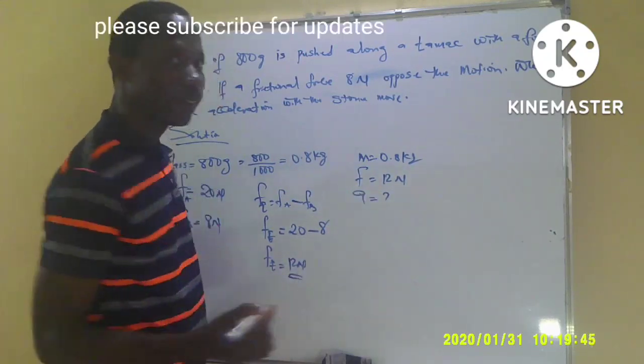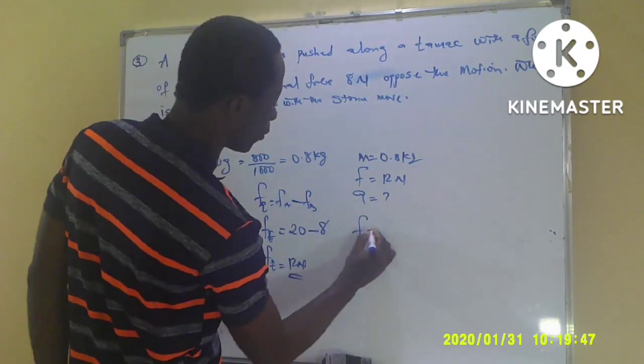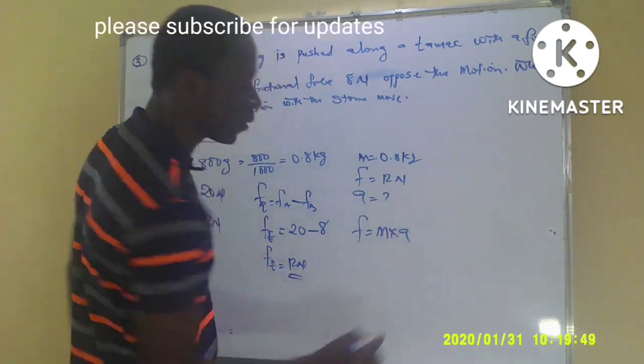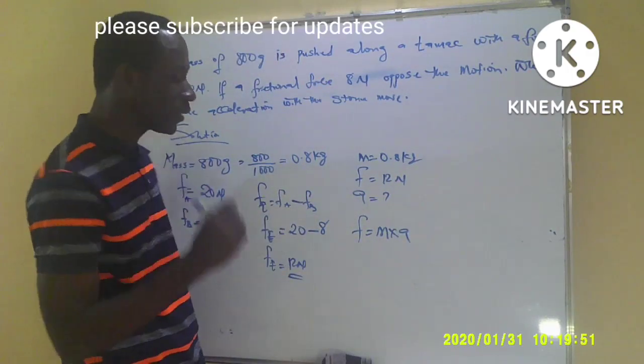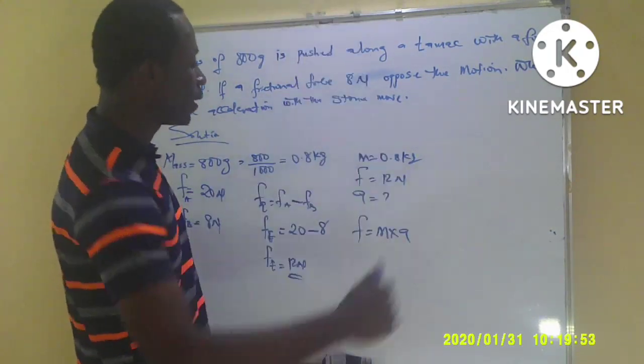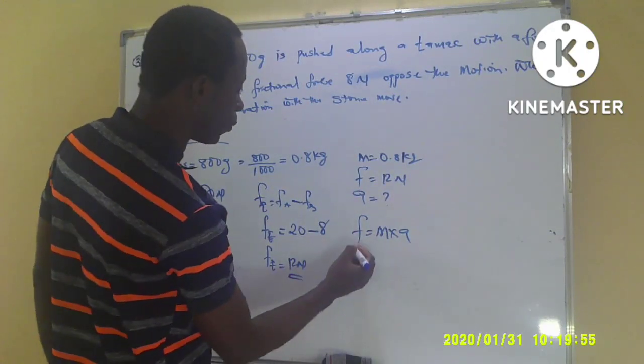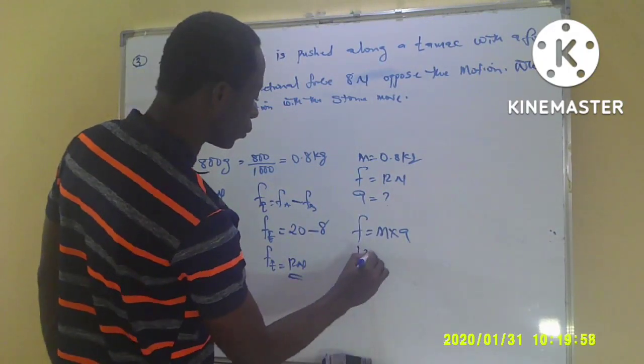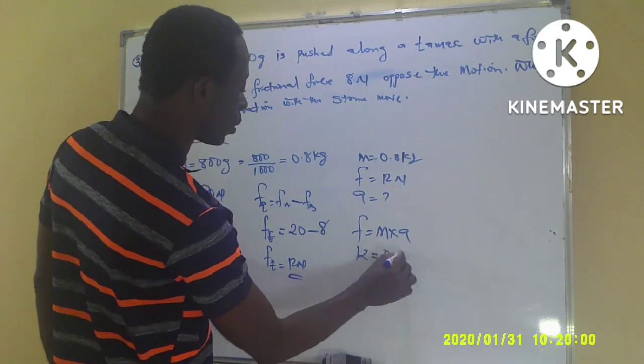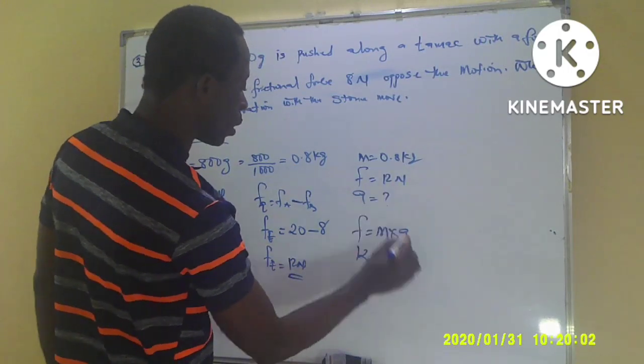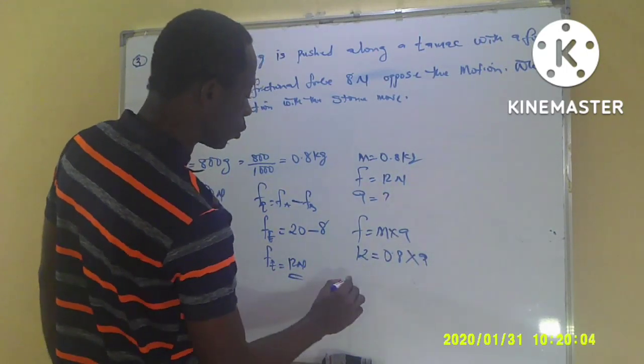Acceleration. Get it? For the formula, force is equal to what? Mass times acceleration. You remember? Yeah, that's the formula. Please don't forget. Use it anytime, anywhere, any day, and anyhow. So the force is 12, equal to the mass 0.8 times A. So what is A? We don't know A.